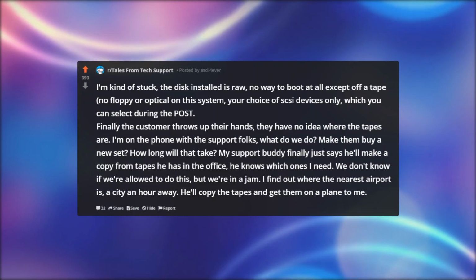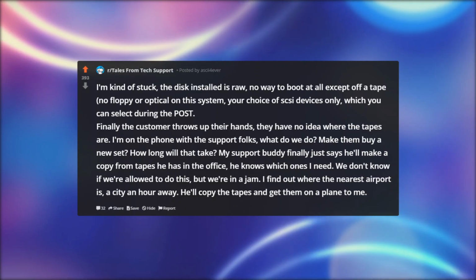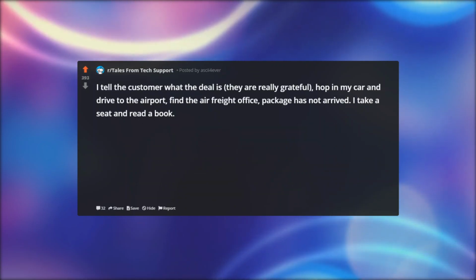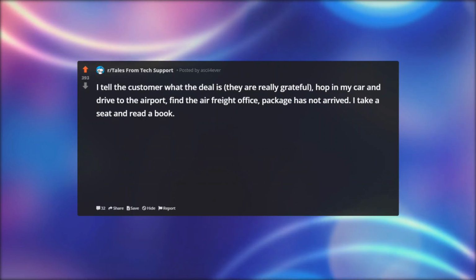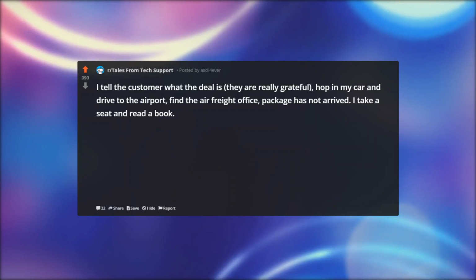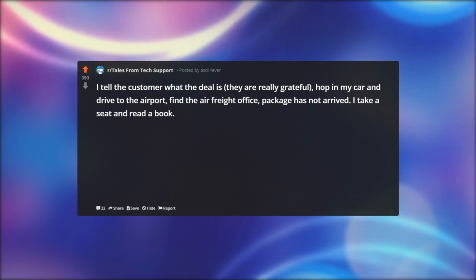I find out where the nearest airport is, a city an hour away. He'll copy the tapes and get them on a plane to me. I tell the customer what the deal is, they are really grateful, I hop in my car and drive to the airport, find the air freight office. Package has not arrived. I take a seat and read a book.